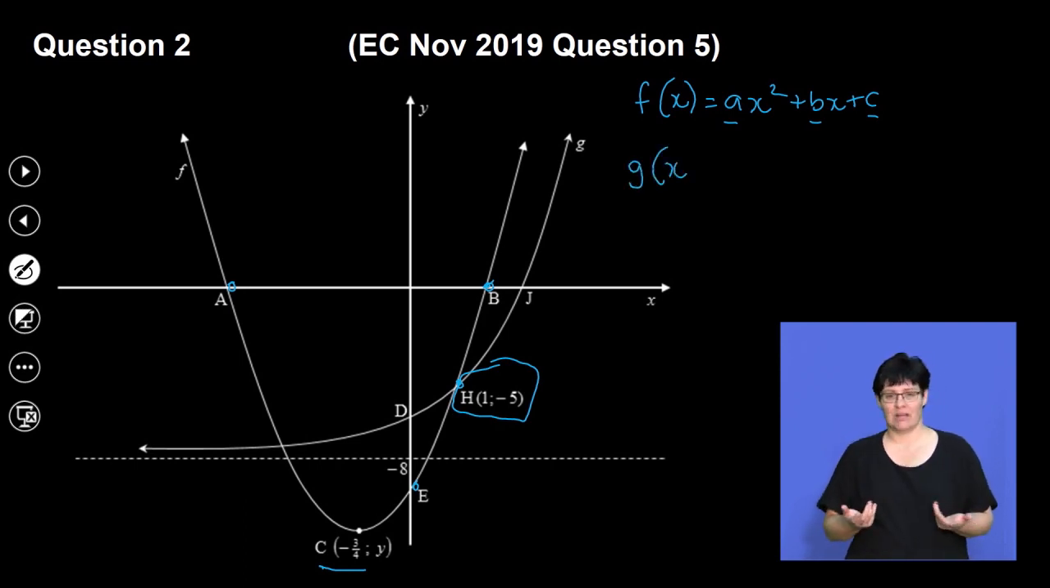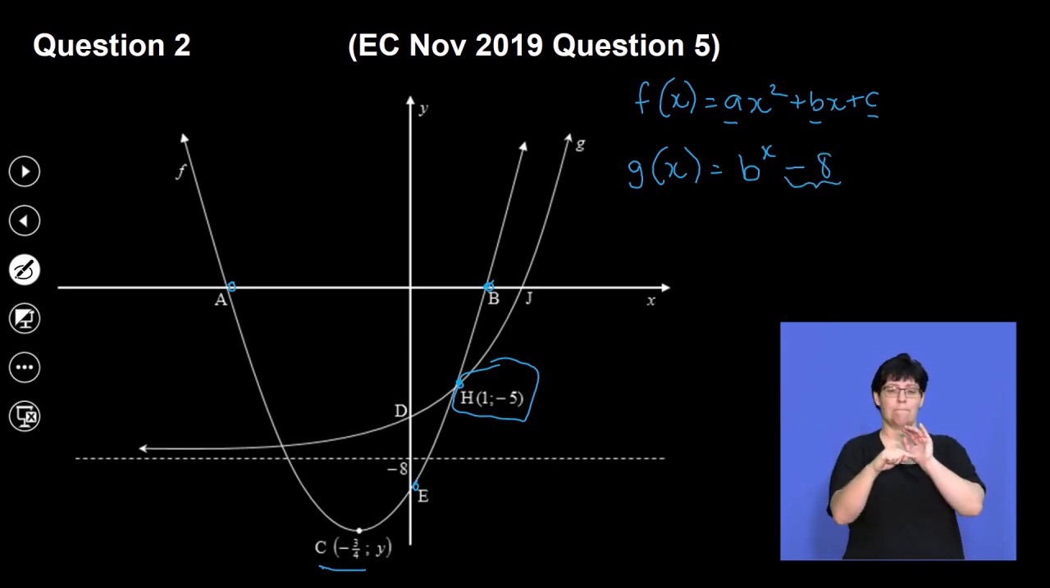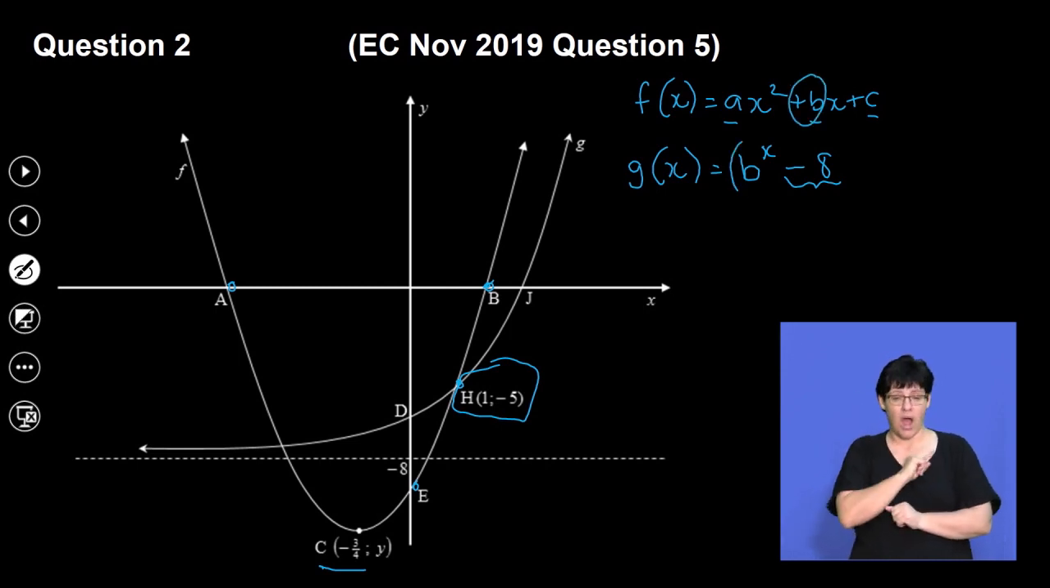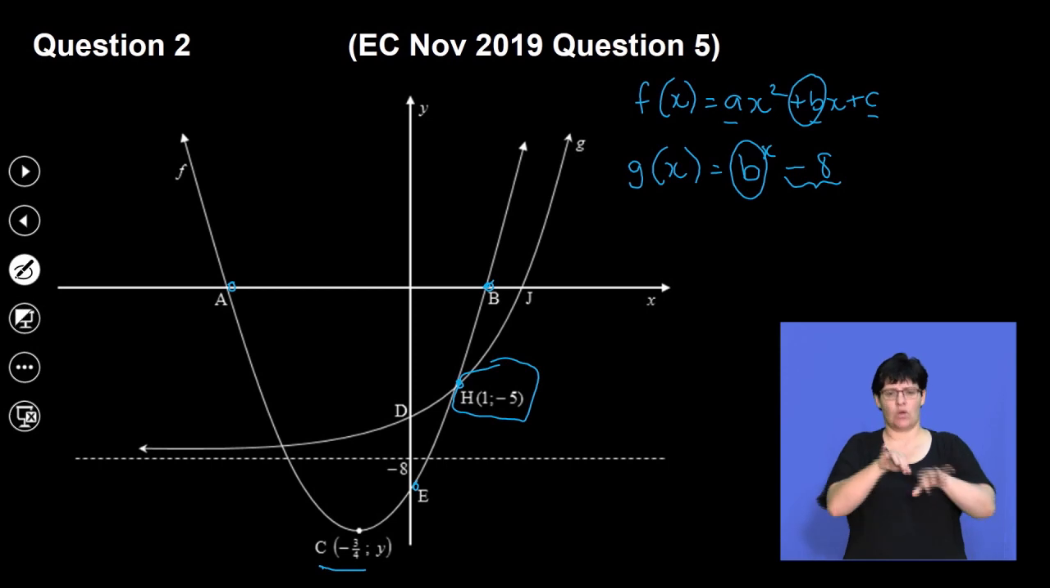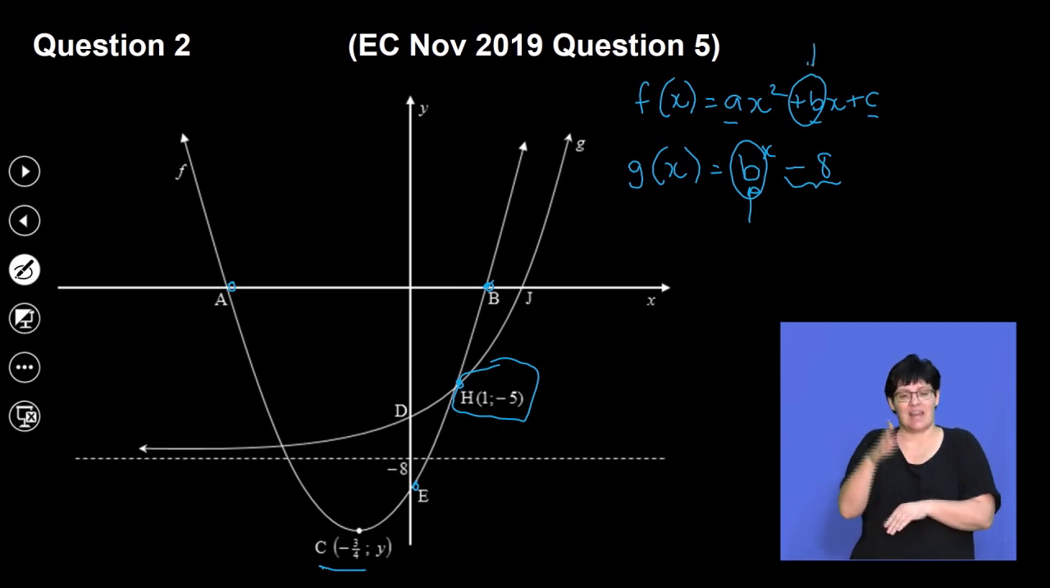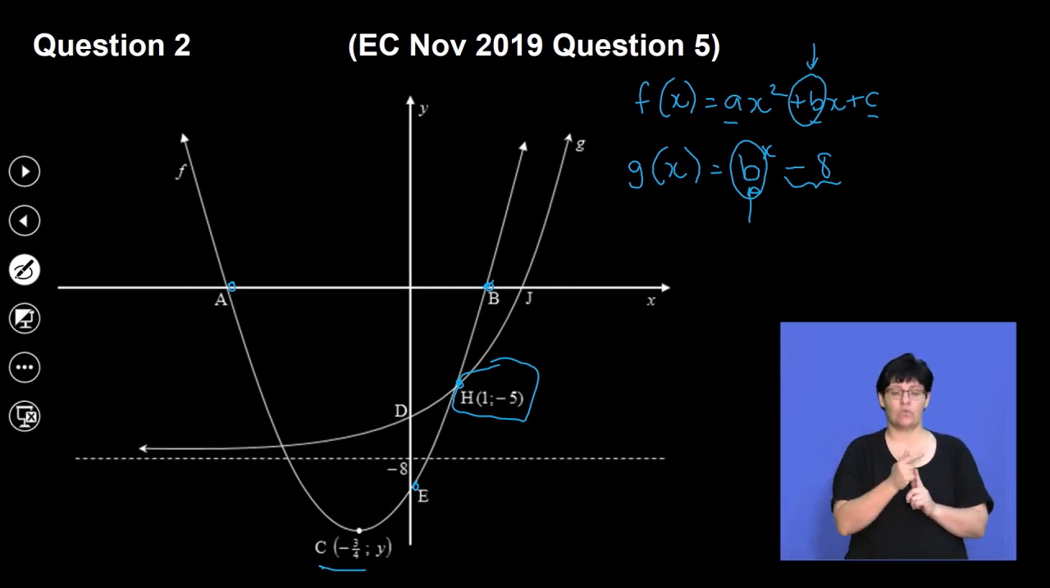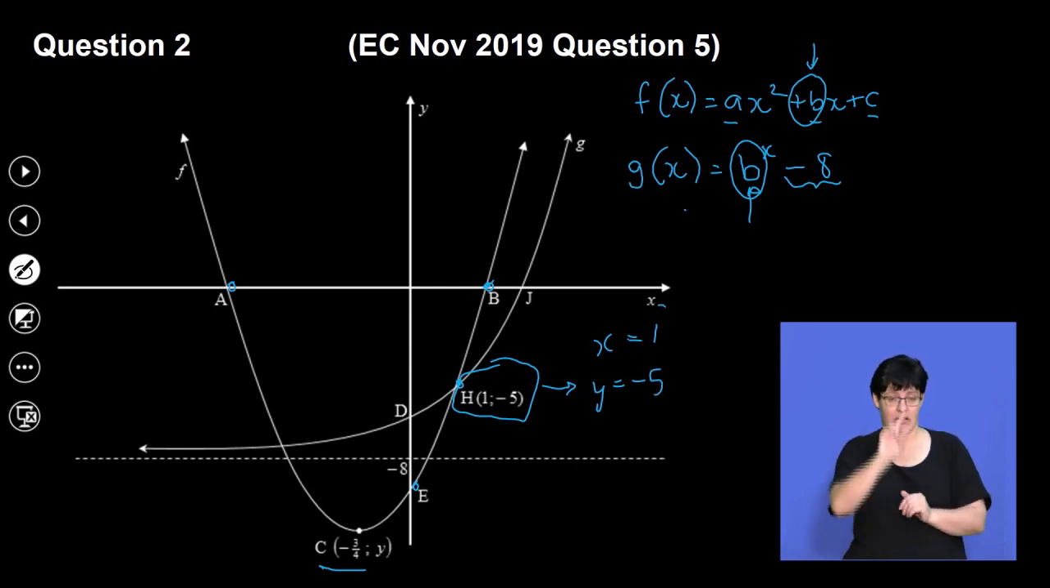But if you look carefully, the equation of the exponential curve, y or g of x, is equal to b to the power of x minus 8. So we know that q is equal to -8 from the last question. And because those are the same variable, they're actually the same value. So if we can find the value of b, the base of the exponential equation, then we can use that same value of b over here. We have a point that lies on the exponential curve. This point h, we know that when x is equal to 1, y is equal to -5. So I can sub both of those values into this equation here.